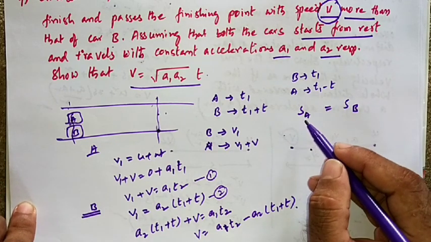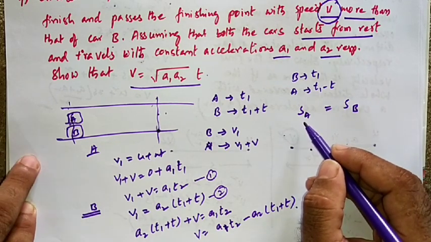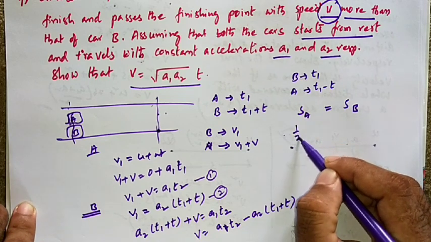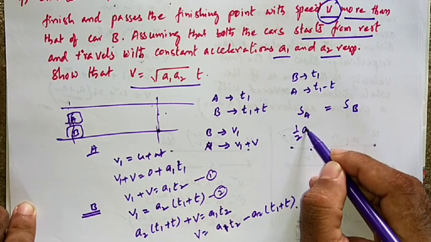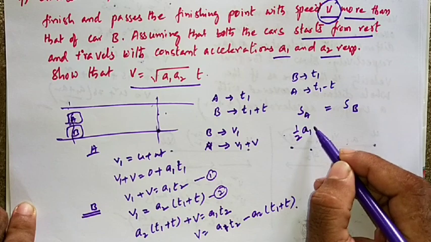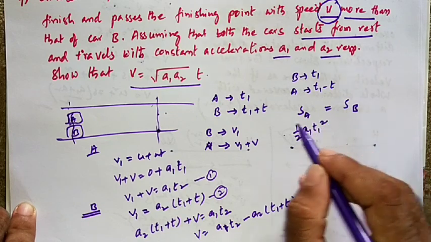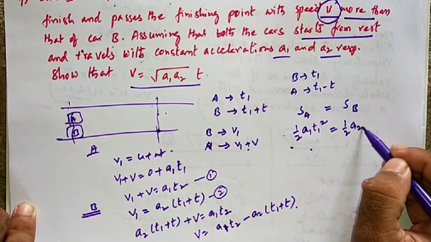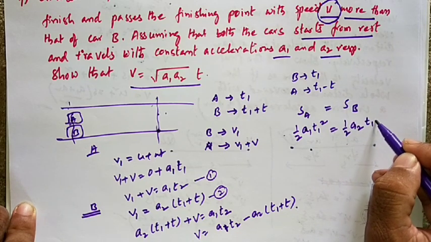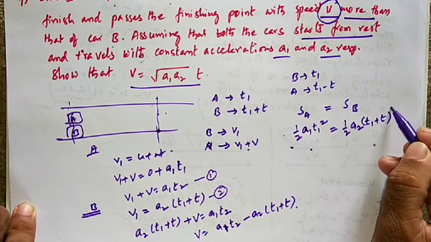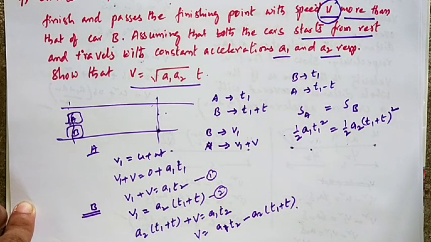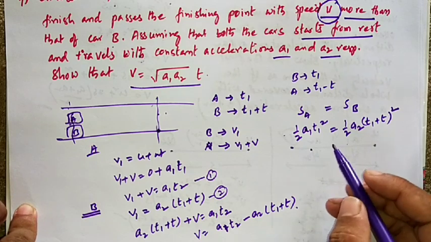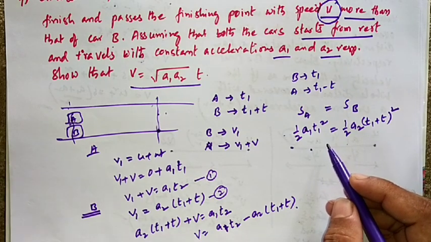Okay, if you write SA is ut plus half at square. As u is 0, I am writing half A1 T1 square, where A1 is the acceleration of the first car and time taken is T1. SB is half A2, how much time? T1 plus T whole square. Okay, so as distances are equal, now you can solve for T1 from this equation.